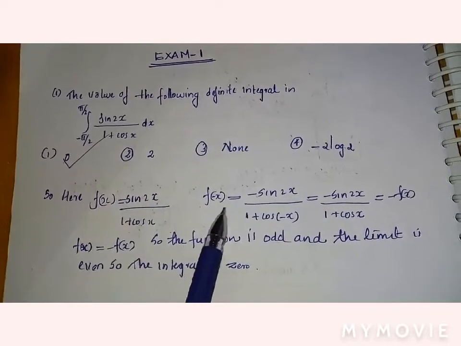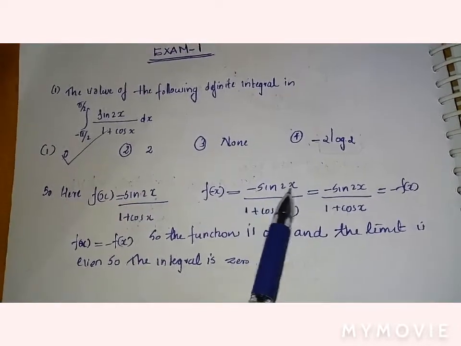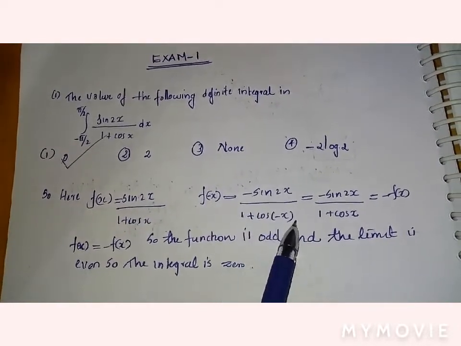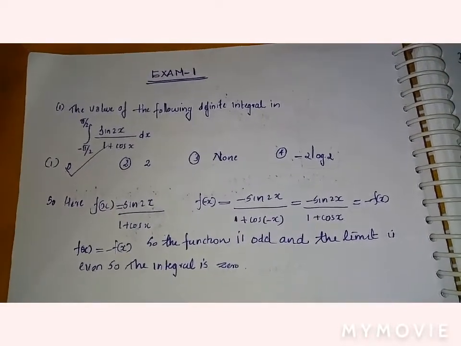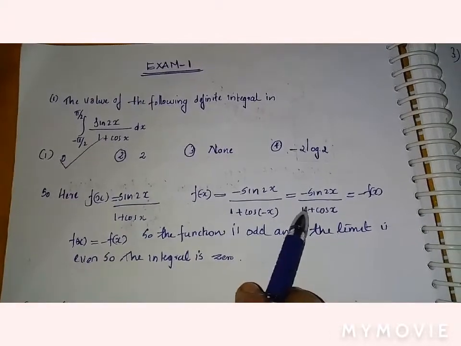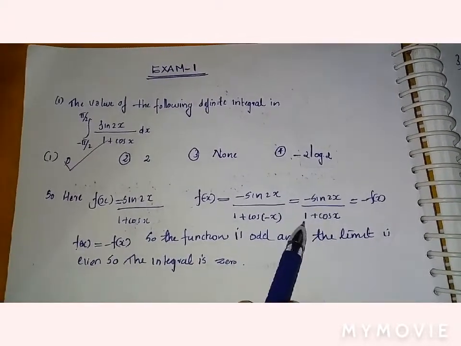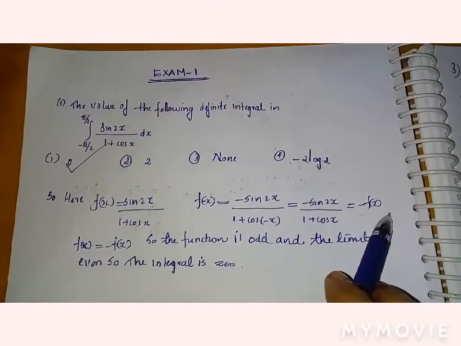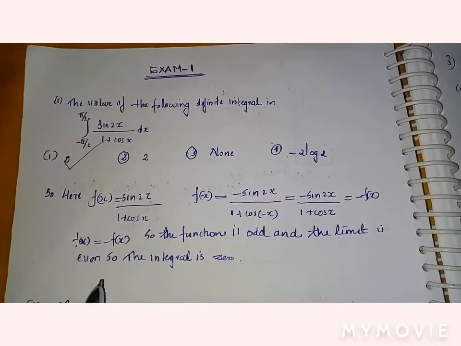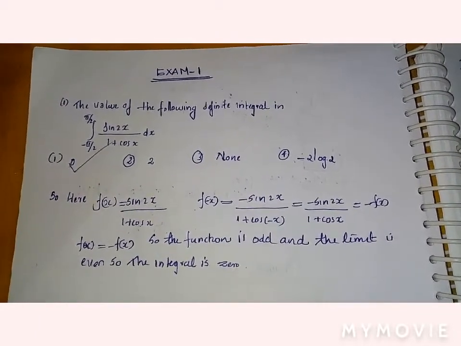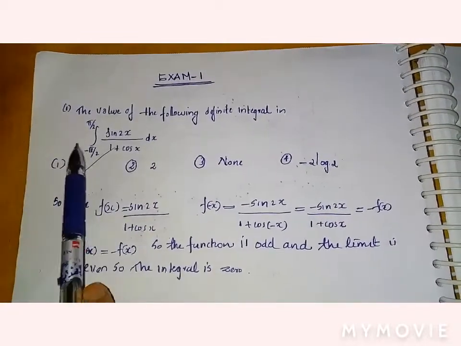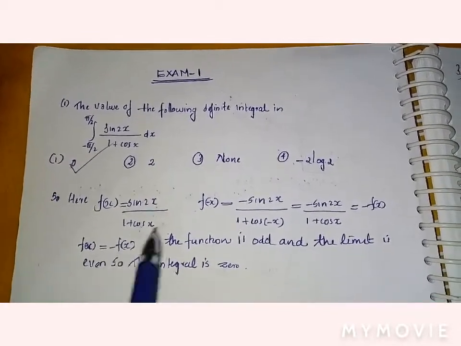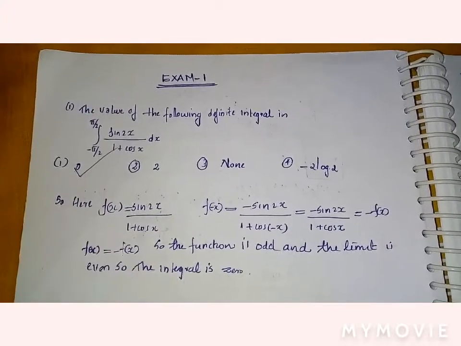We check f of minus x, that is minus sin 2x divided by 1 plus cos of minus x. Cos of minus theta is cos theta. Sin of minus theta is minus sin theta. So we get the answer as minus of sin 2x divided by 1 plus cos x, that is minus of f of x. So f of minus x is equal to minus of f of x. So the function is odd. The limits are symmetric and the function is odd, so the integral is 0.